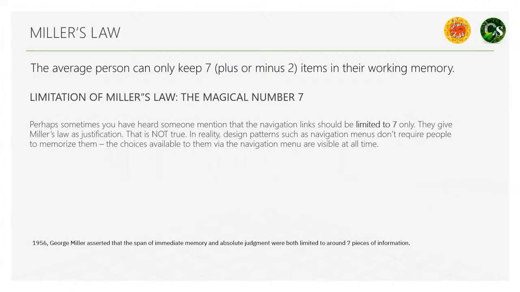However, many times people will tell you that the navigation links of a website should be limited to only 7, which is not at all true. You can have more than 7 items in the navigation bar, because people are not required to memorize the navigation items of the menu, as it is always visible in front of them.